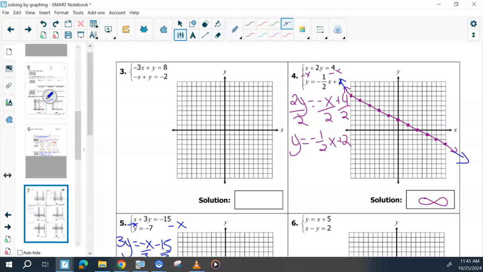Okay, questions there? For the parallel lines, you would have two lines.